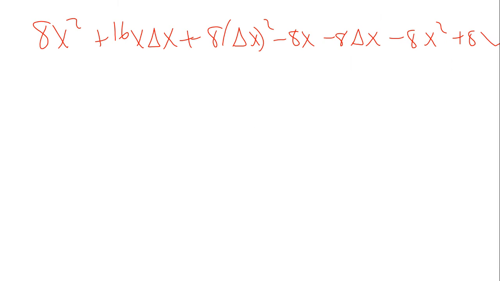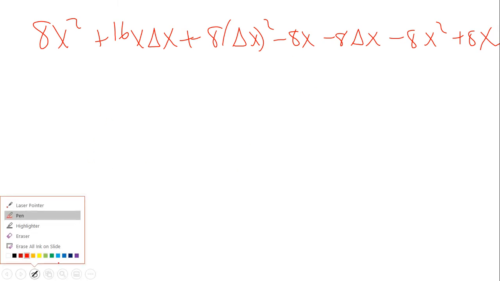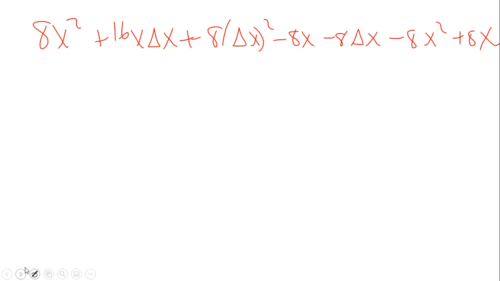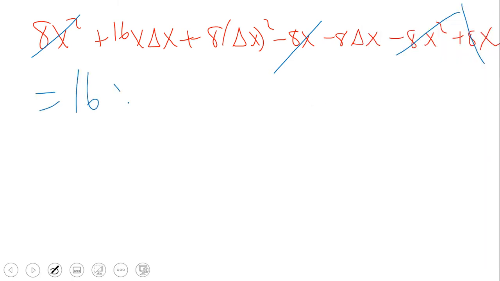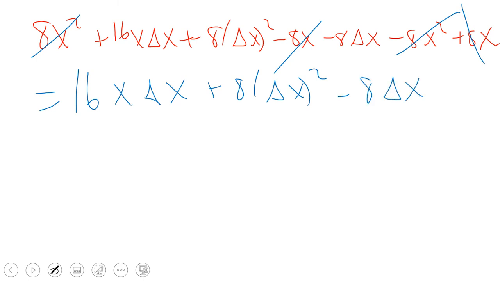So from here, again, there still is the denominator, which I'm going to put back in a second. But from here, lots of good things should happen. Good things have to happen in order for you to know that you're doing this right. So the first good thing is that the 8x squareds cancel, then the 8x's. And you should basically only be left with things that have a delta x. So 16x delta x plus 8 delta x squared minus 8 delta x. And this is all still over the original delta x.